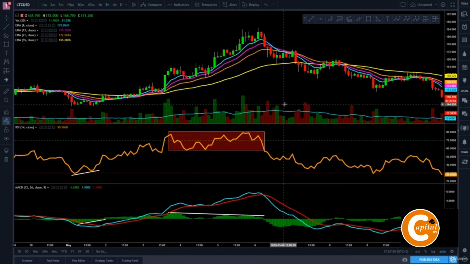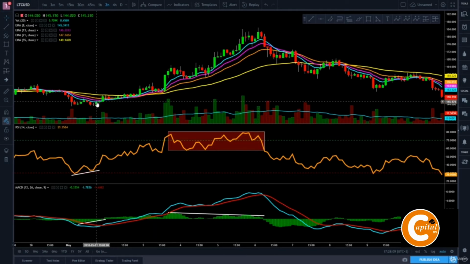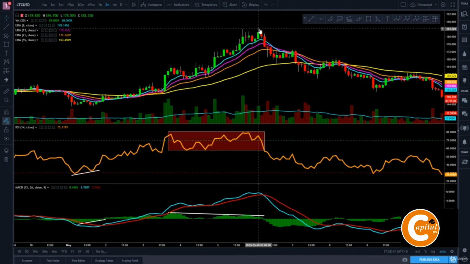So if you have sold here on the RSI, let's see which candle corresponds to this peak. It's this one, and you would have cashed near top. And if you remember our entry point, we've entered near bottom and we sold near top. How awesome is that, guys? So let's see how much profit you would have made in this trade right here.